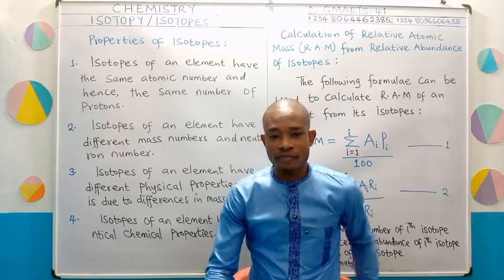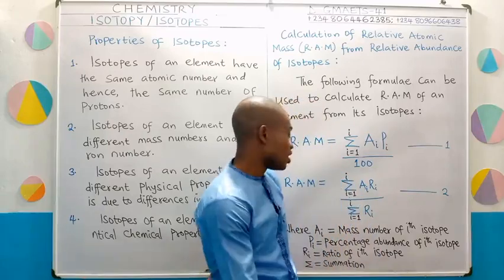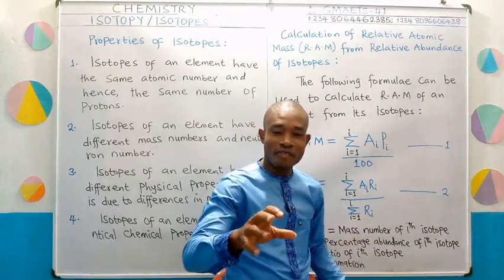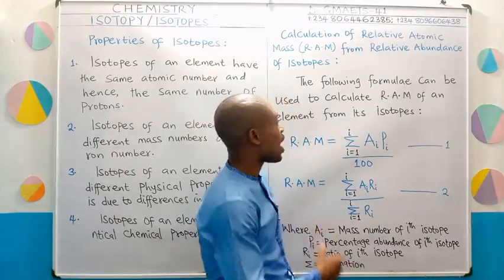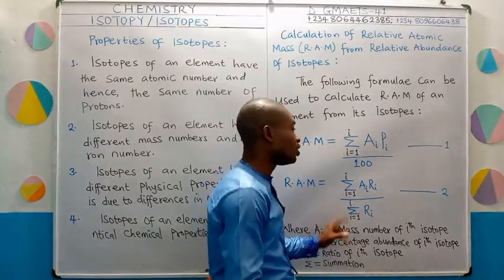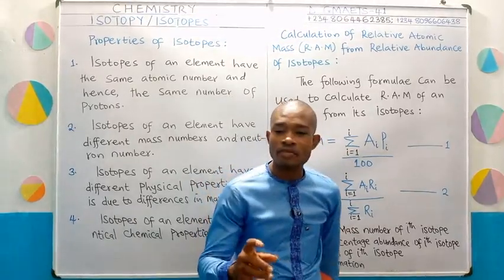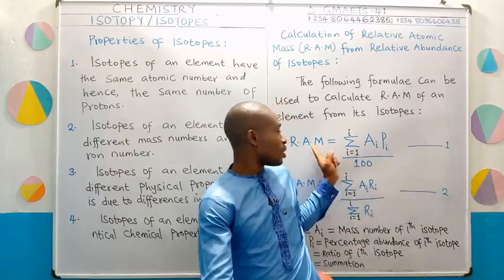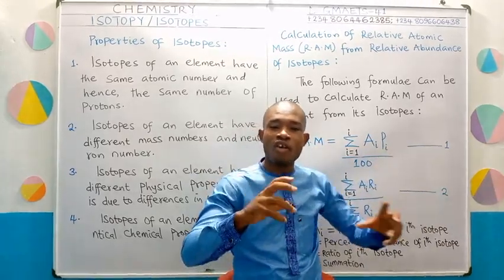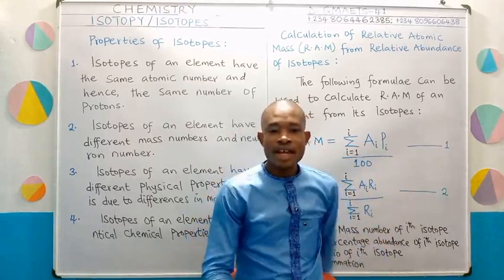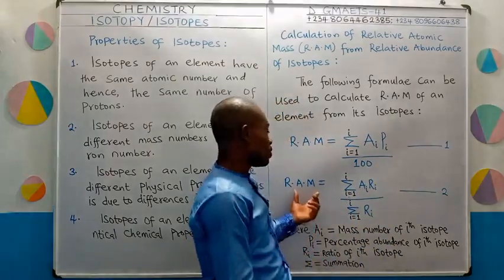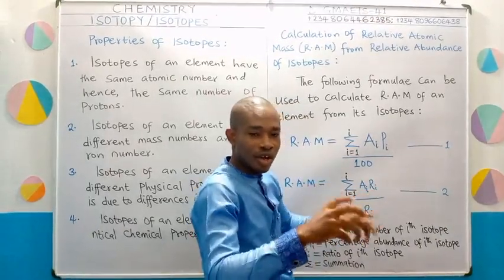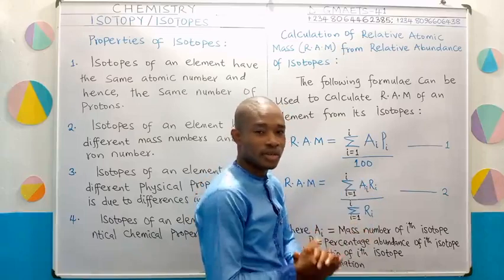Let us now look at the formula we need to be able to calculate the relative atomic mass of an element from the knowledge of isotopes. On the board here, we have the two formulas of interest. Okay, one of the formulas is in terms of the percentage abundance. That is equation 1. Calculating relative atomic mass using the percentage abundance of the isotopes. And then the other formula, equation 2, is used to calculate relative atomic mass when the ratio of the isotopes are given to us in the question.